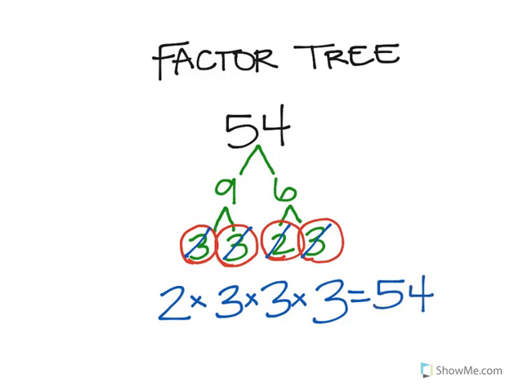Let's double check our work. 2 times 3 is 6. 6 times 3 is 18. And if I were to work it out, 18 times 3, right back to 54.